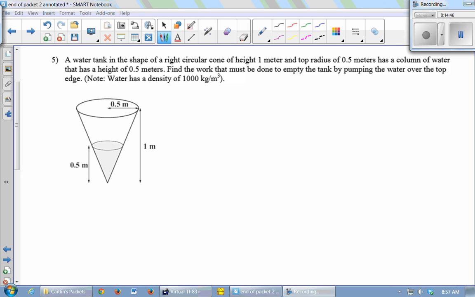We have a water tank in the shape of a right circular cone that has height 1 meter. The radius of the top is 1/2 meter. There's a column of water in this cone that has a height of 0.5 meters. We want to find the work that must be done to empty the tank by pumping the water over the top edge. And you do need to know that water has a density of 1,000 kilograms per cubic meter, which means that if we find its volume, we will know its mass.